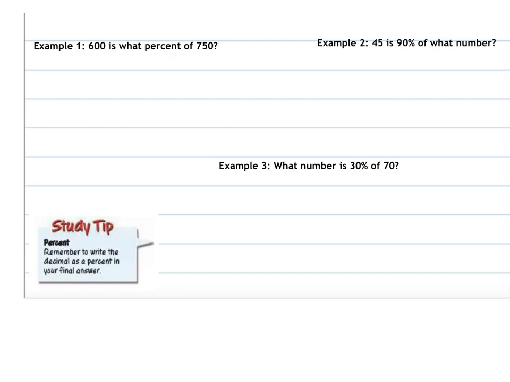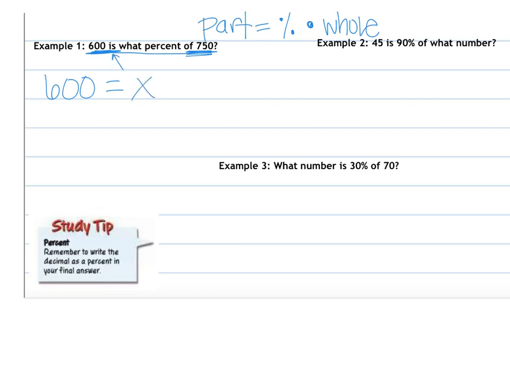Using the equation method, example 1: 600 is what percent of 750? So we have, I'm going to write it up here, part equals percent times whole. Again, our is is usually around the part, and the of is usually around the whole. So 600 equals, there's our is, which is equals, what percent, we don't know what percent, of is multiplication, 750.